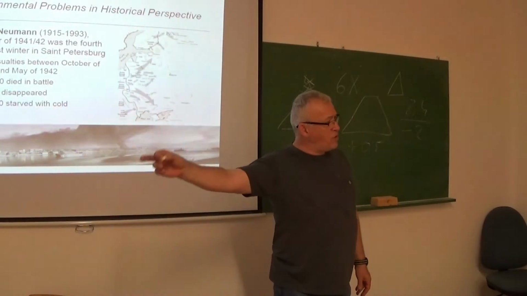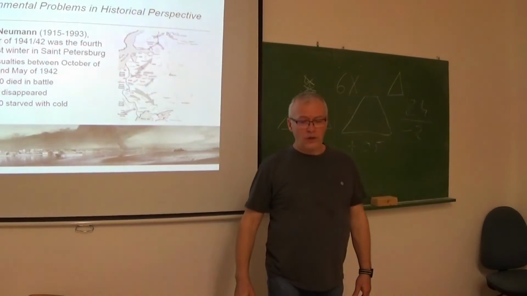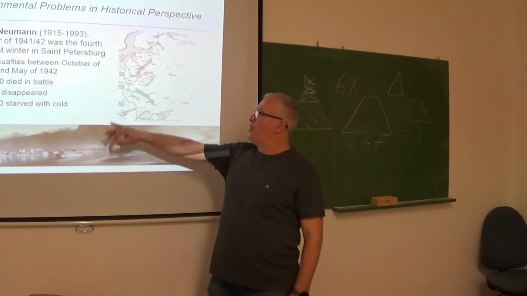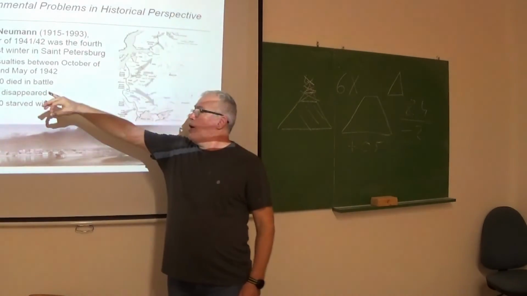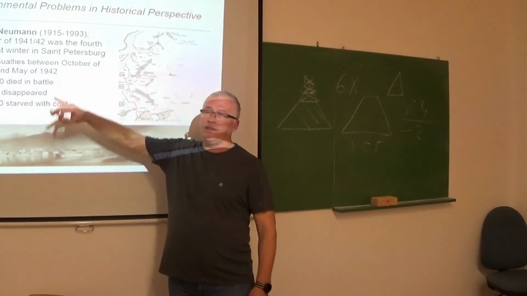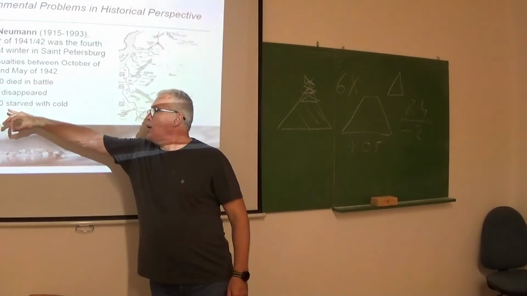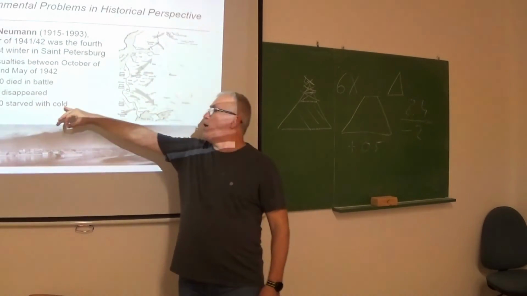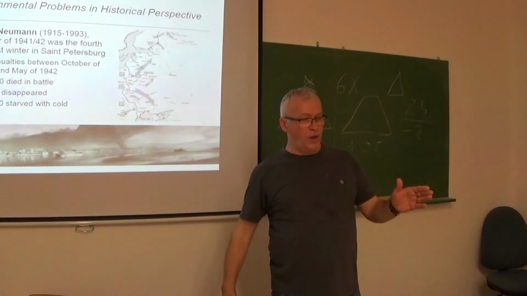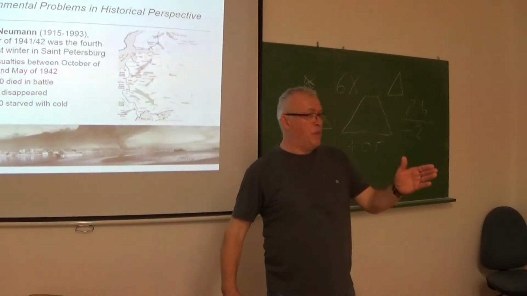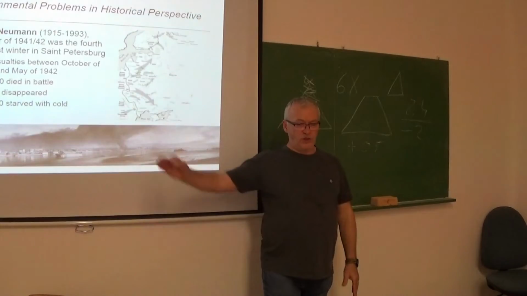It was verified in the Napoleonic Wars. It was verified even in World War II. And look at the battle casualties between October 1941 and 42. 140,000 died in the battle, 40,000 disappeared, and 150,000 died of cold. Therefore, almost half of the German army was destroyed by General Winter, as named by military experts. Therefore, it stopped the invasion.